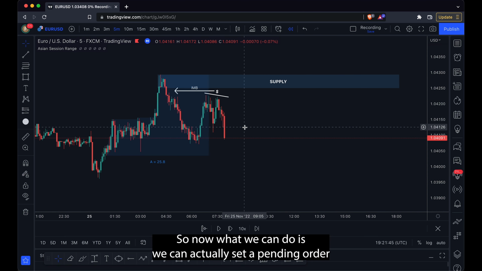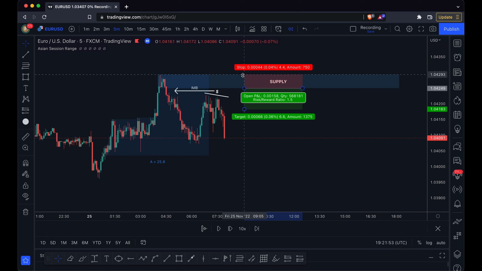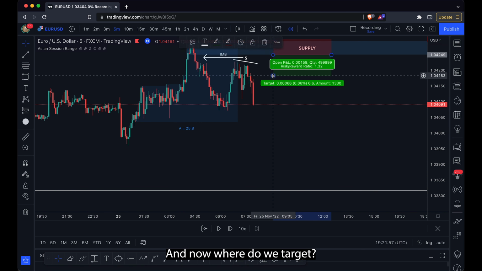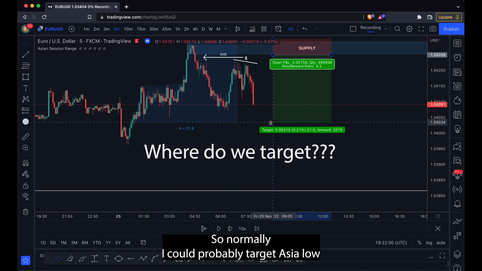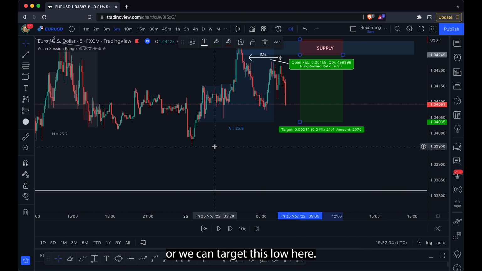So now what we can do is we can actually set a pending order at this point here, stops just above, so that's 4.5, let's go 5 pip stop. And now where do we target? So normally I could probably target Asia low, or we can target this low here.